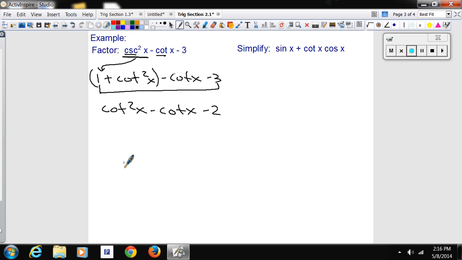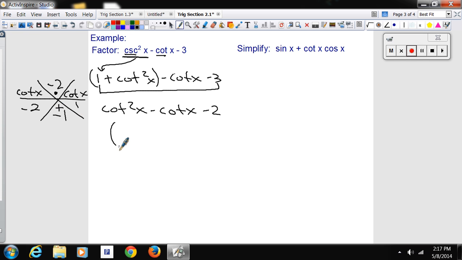That's my negative 2. If I use my little star like I did last time, I would multiply the first number, which is a 1, times the last number, which is negative 2, so it would be a negative 2 on top. My middle number would be negative 1. Cotangent x is what's in front of the squared. And what would be the two numbers that would multiply to give me negative 2 that would add up to negative 1? Got to be different signs. What is it? Negative 2 times 1.